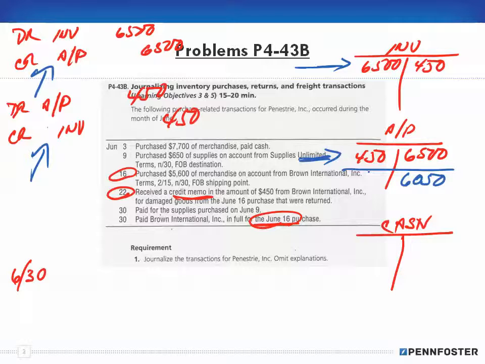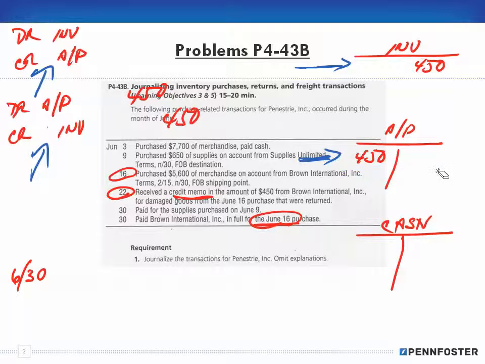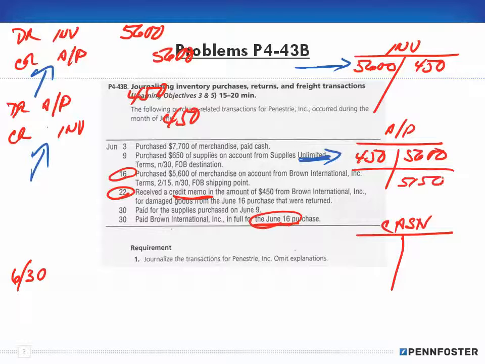Hold on one second here. Am I using the right numbers? Oh, I'm not using the right numbers. Sorry about that. Instead of 6,500, it's 5,600. Okay, so sorry about that. I wrote that wrong. Hey, even I make mistakes. Okay, so the difference between those two is 5,150.